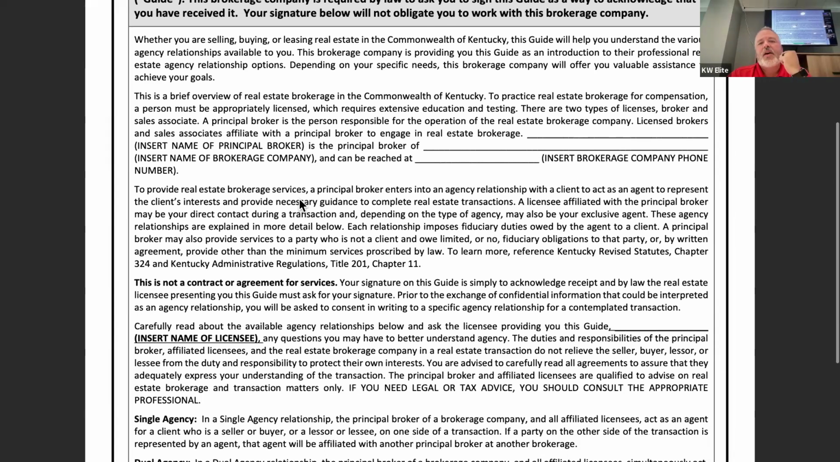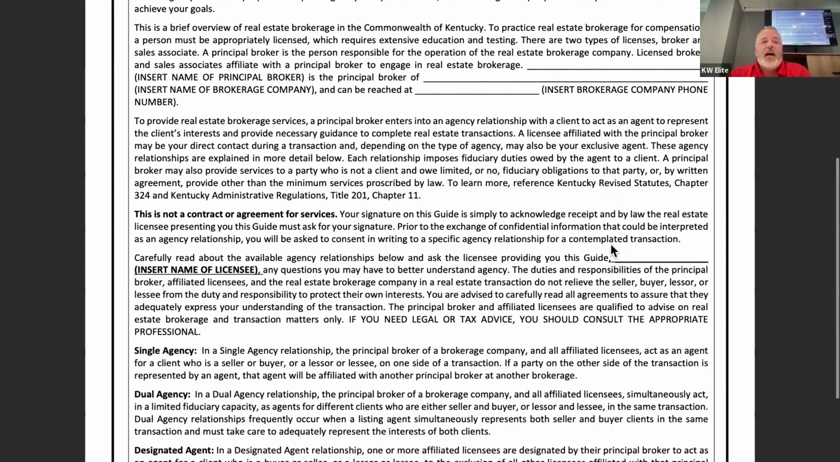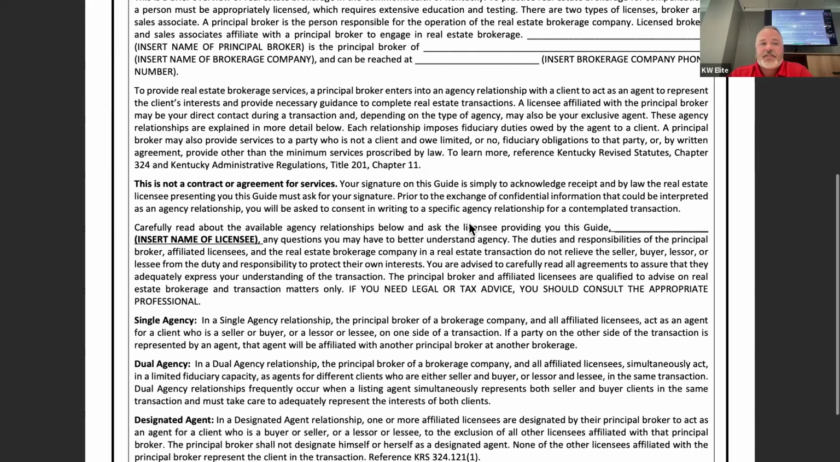It goes on to say what a relationship looks like. So you can see here that you can contact the principal broker should you need any assistance beyond what the agent can do, things like that, and that you have no fiduciary obligations because they're not a client. That is basically the summary of that paragraph. Again, it re-emphasizes that this is not a contract or an agreement for services, but more of a guide of what it's like to work with a real estate agent in different capacities.